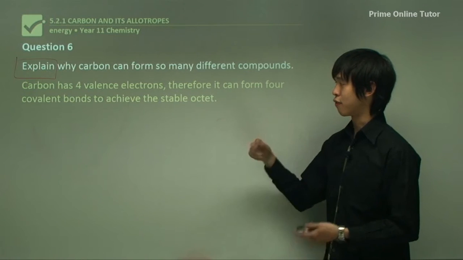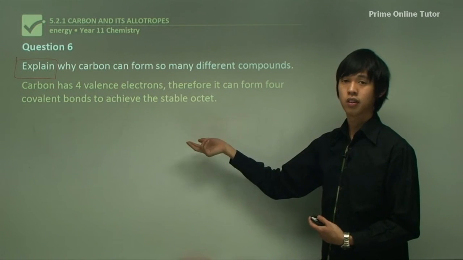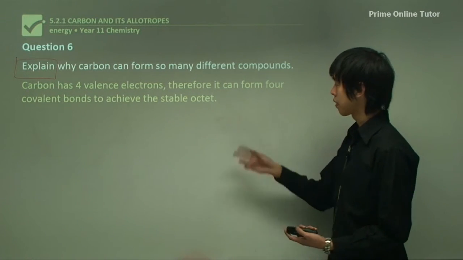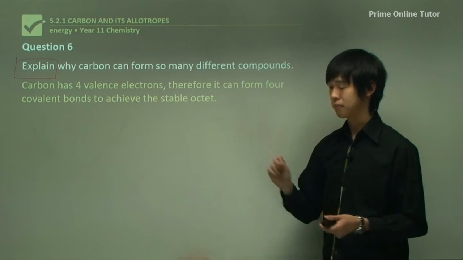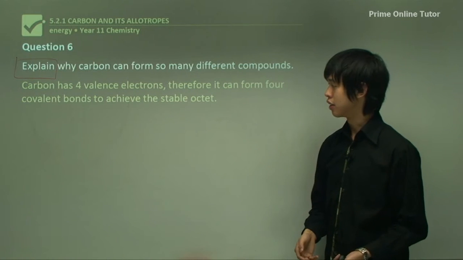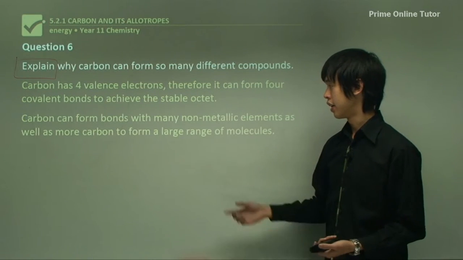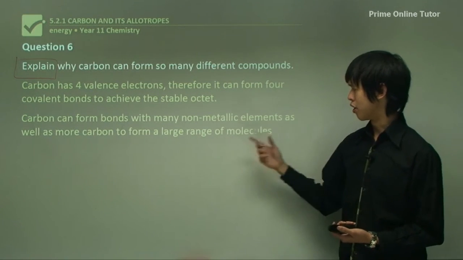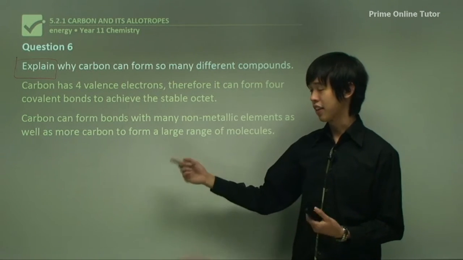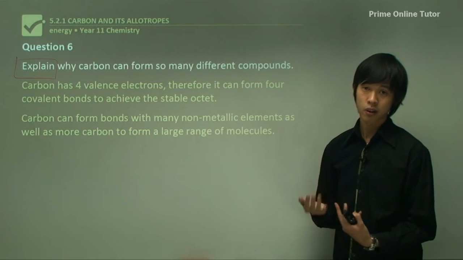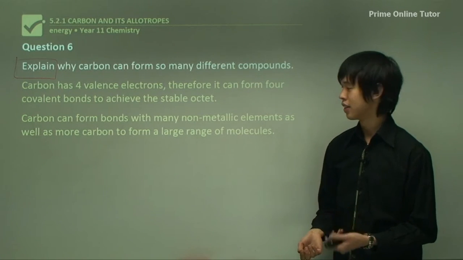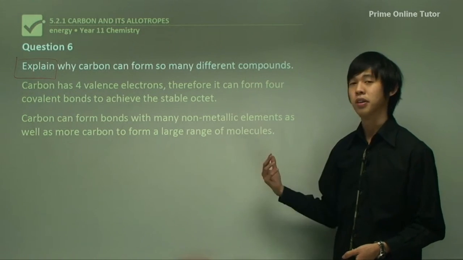and therefore it can form up to 4 covalent bonds in order to achieve that stability, right? So it can form at most 4 bonds, which helps to build other chemicals. Now, carbon can form bonds with non-metallic elements, as well as other carbons, which means that it can bond to nearly everything in the periodic table. So you get a large range of molecules that you can form.